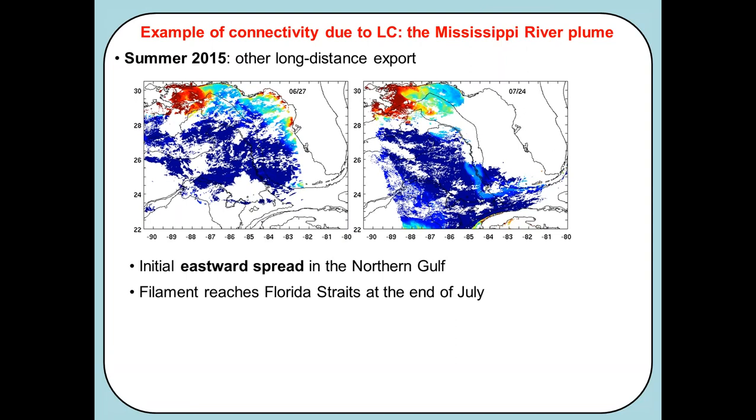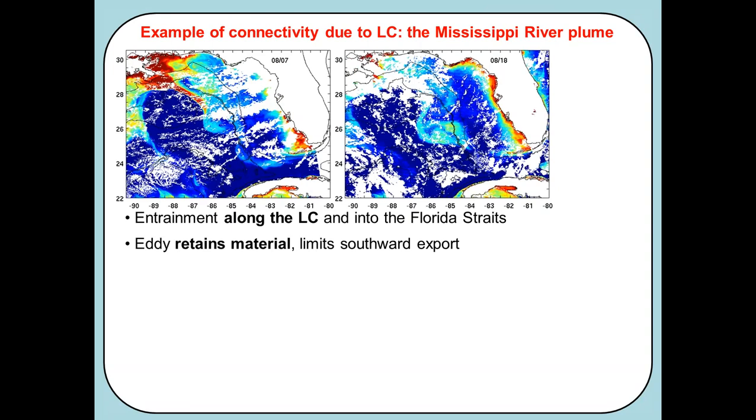So initially the water spread eastward like the 2014 case, and we see that early on there's a first filament of higher chlorophyll value reaching the Florida Straits here. And later on in August, we see a very large patch here of river waters, this time directly following the edge of the loop current.